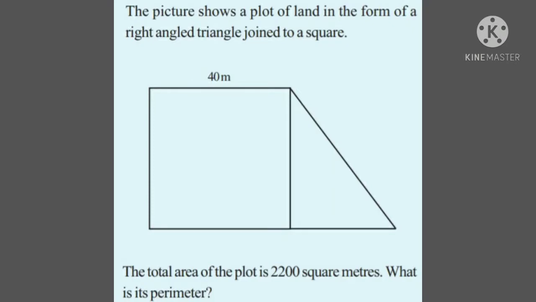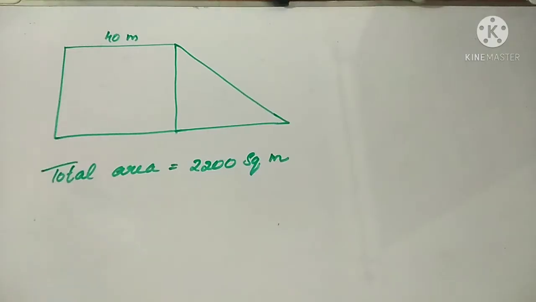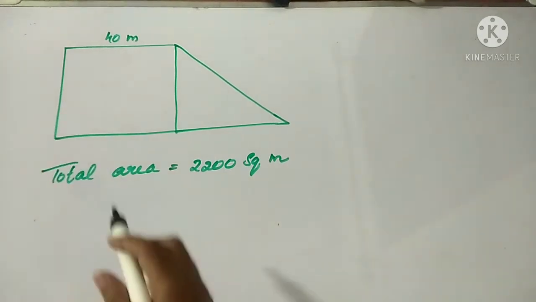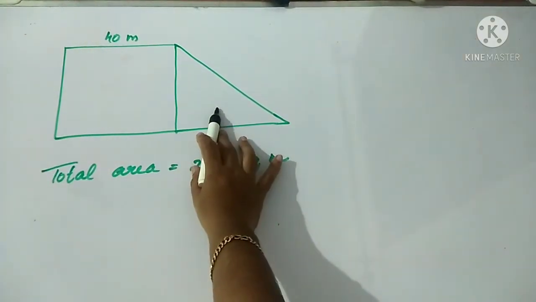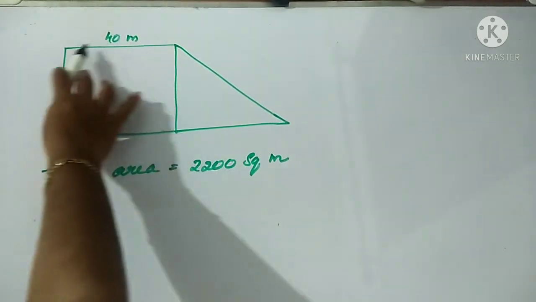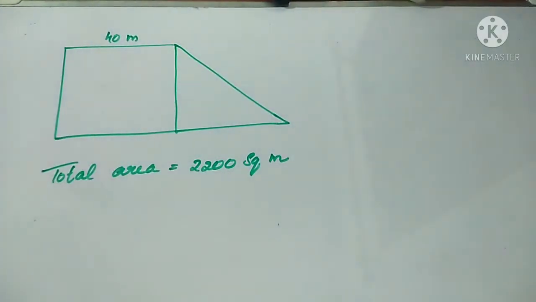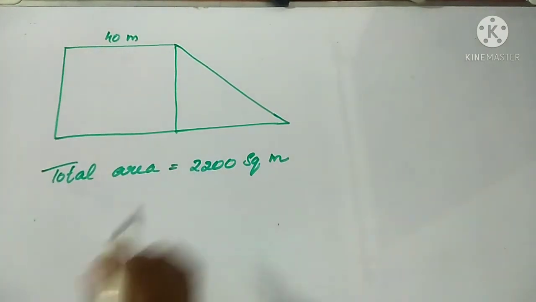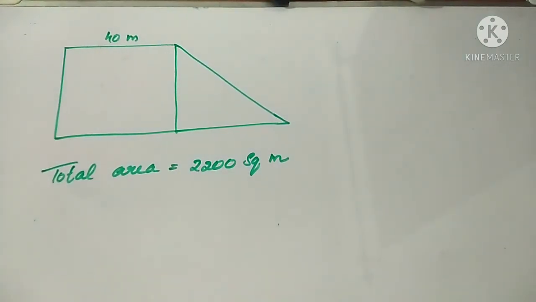Next question. The picture shows a plot of land in the form of a right-angled triangle joined to a square. The total area of the plot is 2200 square meter. What is its perimeter? In the question, it is said that the plot looked like a right triangle joined to a square. And it is said that the side of the square is 40 meter and total area is 2200 square meter. We have to find the perimeter.